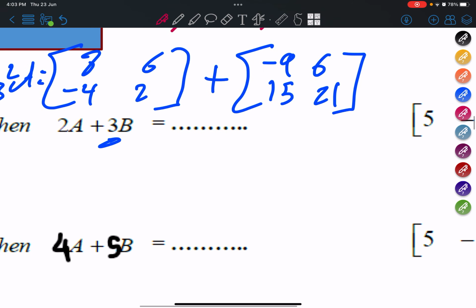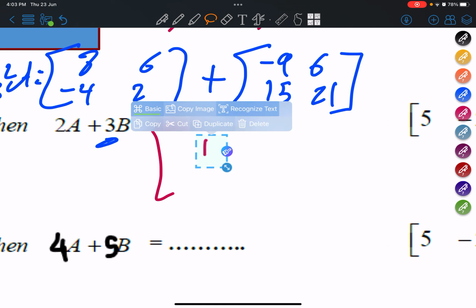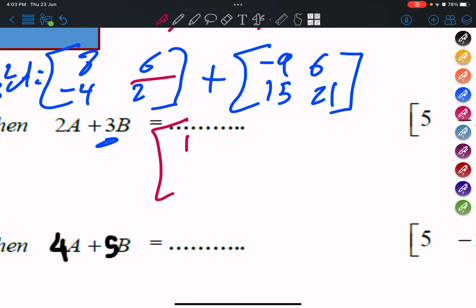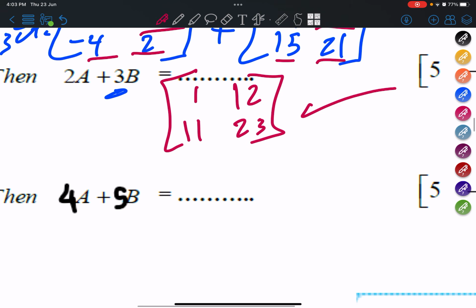So we can now just add them, which will be here 8 plus negative 9, which will equal 1. So we can just remove this. We'll do the same thing with each one. So 6 plus 6 will be 12. Negative 4 plus 15 will be 11. And finally 2 plus 21 will be 23. Okay, so this is our answer.